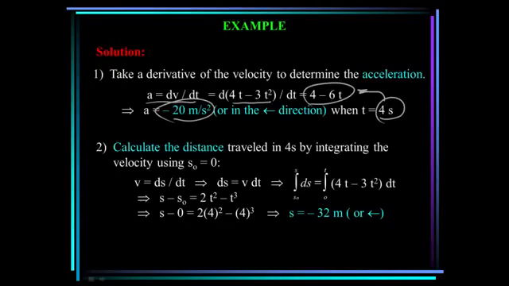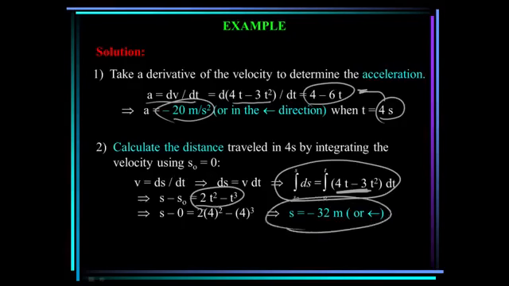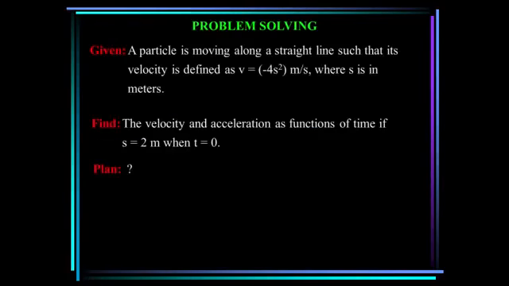We can calculate the distance traveled in 4 seconds by integrating the velocity. So here we have the integral of the velocity as a function of time, and that comes out to be 2t squared minus t cubed. We substitute 4 seconds in, and we get the distance is minus 32 meters, which means 32 meters to the left.